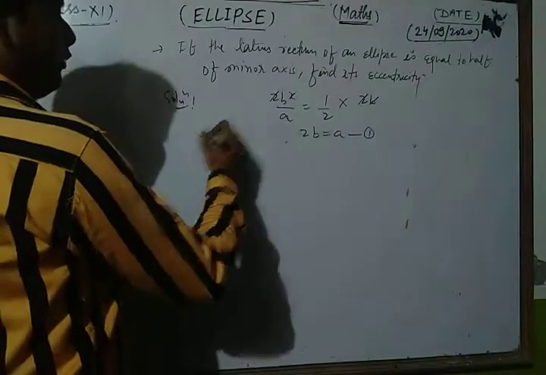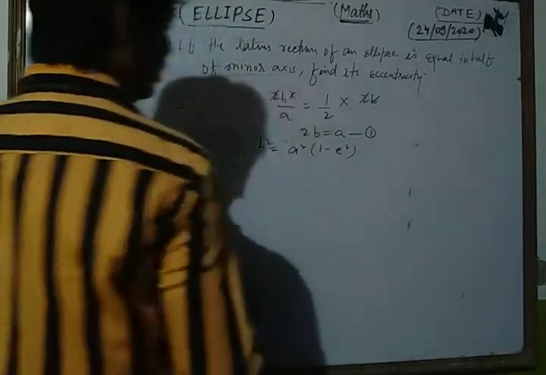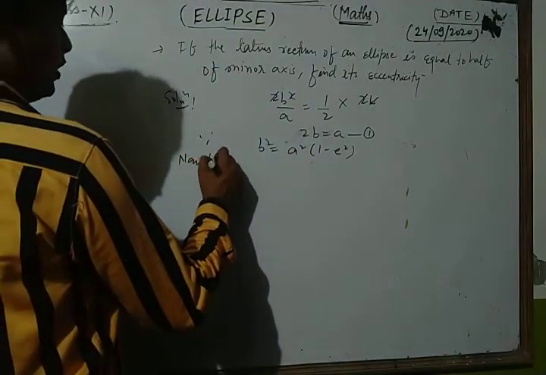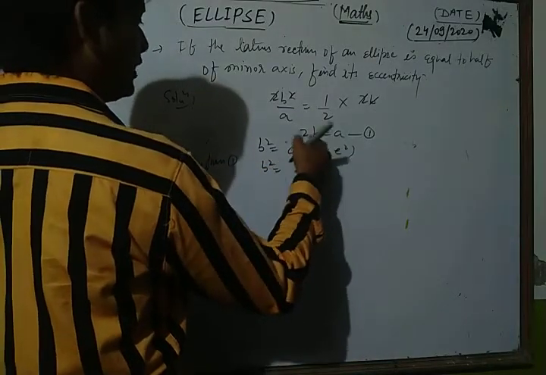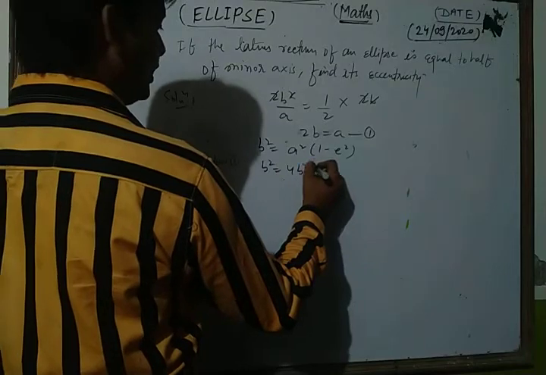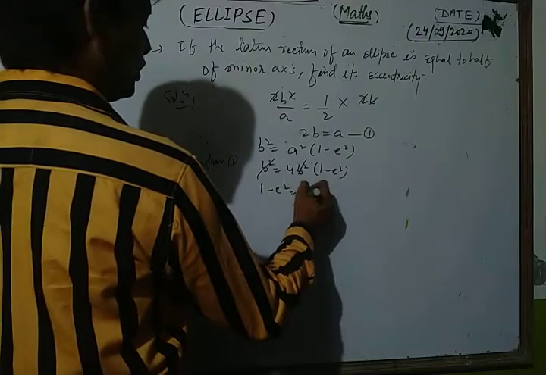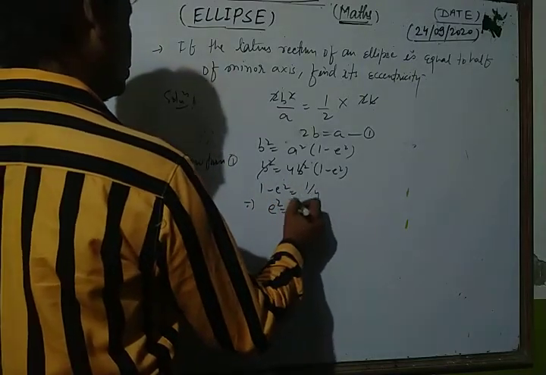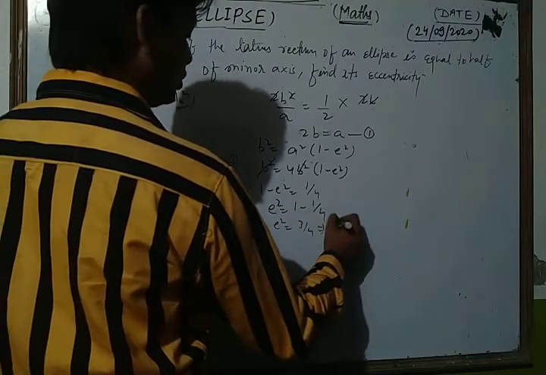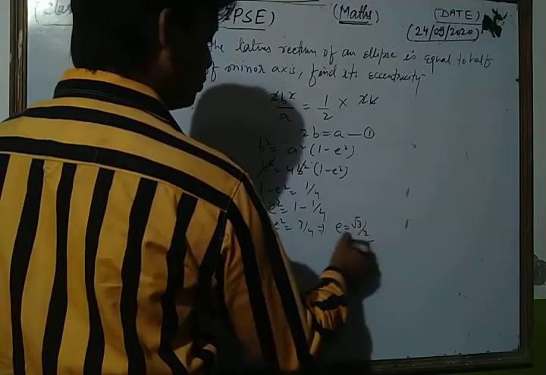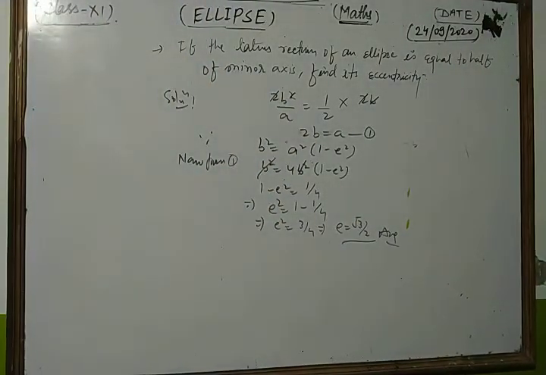Now we find the eccentricity. We know that b square is equal to a square in bracket 1 minus e square. Now using equation 1, we put the value of a as 2b. So b square is equal to 4b square in bracket 1 minus e square. The b square cancels, so 1 minus e square is equal to 1 by 4. That is, e square is equal to 1 minus 1 by 4, that is e square is equal to 3 by 4. So the value of e is root 3 by 2. This is our final answer.